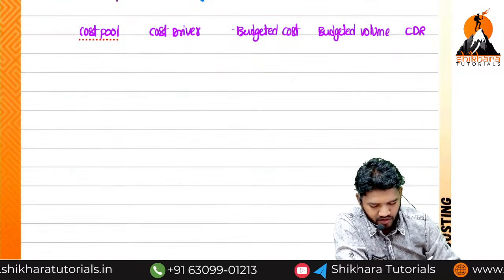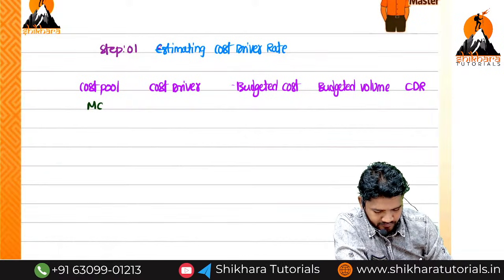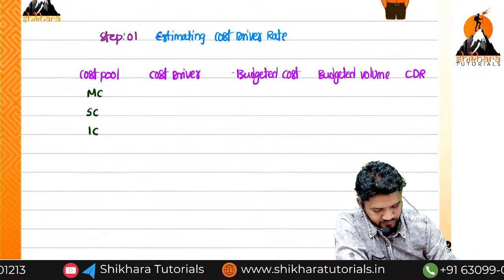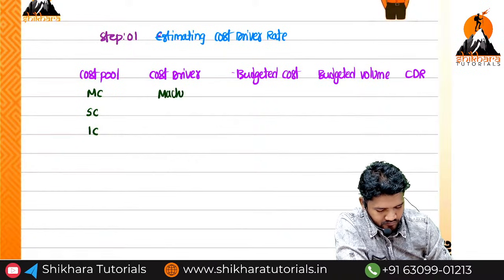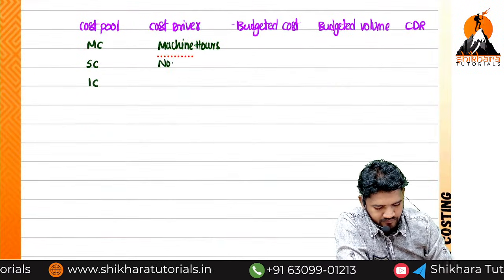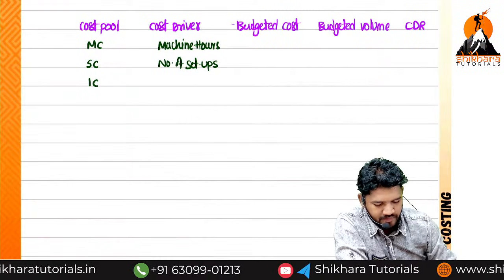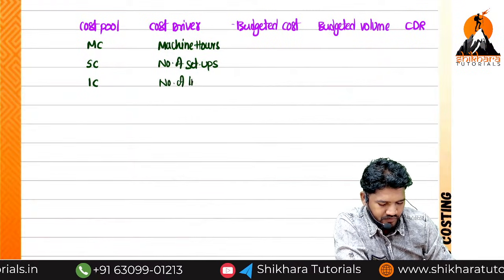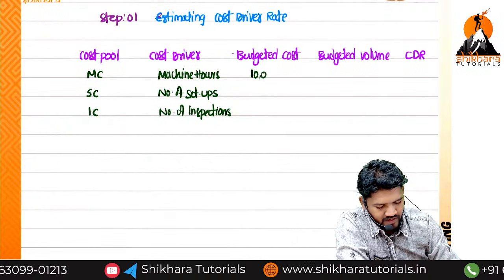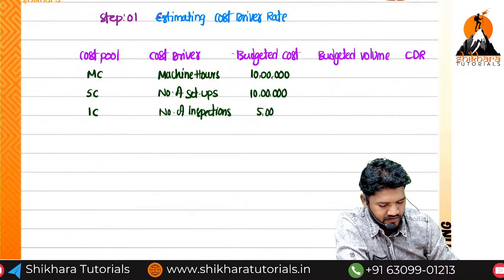Tell me the information about the cost pool. Machining cost, next. Setup cost, next. Inspection cost. What are the suitable cost drivers? For setup cost, number of setups. What about the inspection cost? Number of inspections. What about the budgeted cost? 10 lakhs. What about this inspection? 5 lakhs. Budgeted volume?